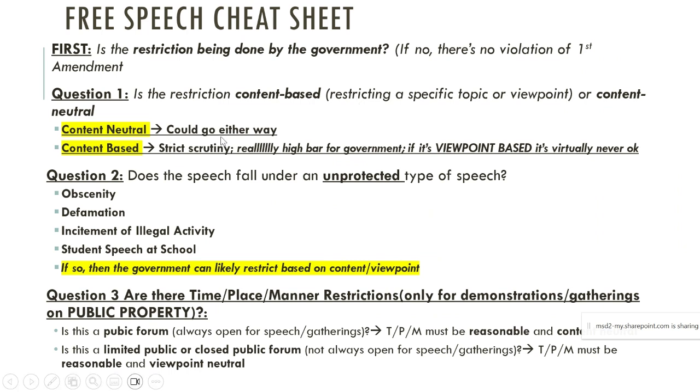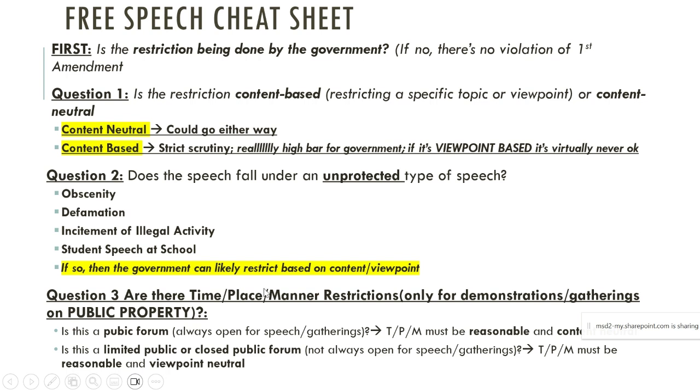So this has to meet intermediate scrutiny. It's not content based, so we don't really have a ton of information now because it's basically even on the balancing test between the government and the individual here. Does the speech fall under an unprotected type of speech? It's not obscenity, it's not defamation, it's not inciting illegal activity, it's not student speech at school. So basically, this doesn't really apply in this situation.